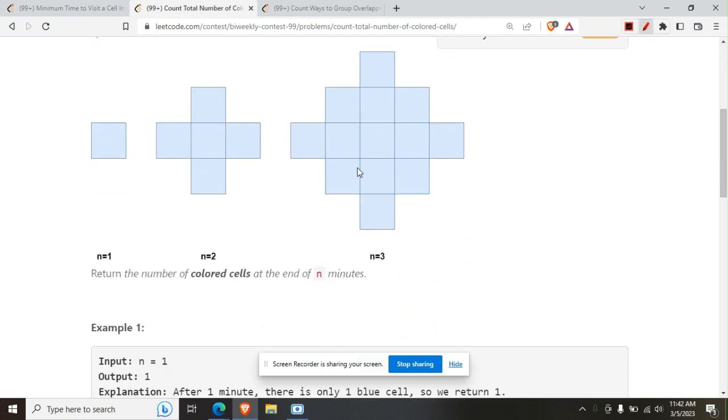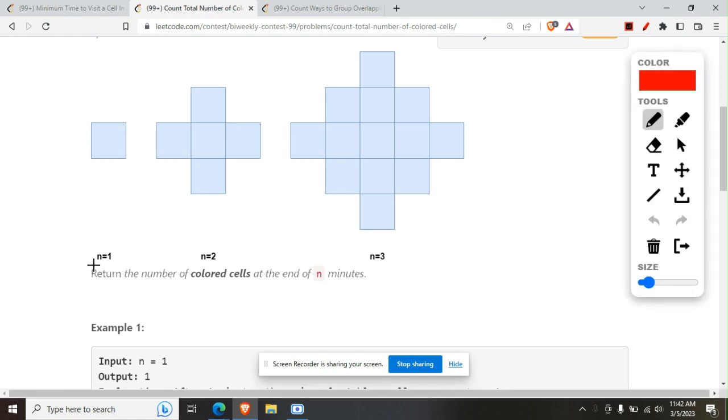And this is the example right here. At first we have n equals 1, this is our cell. At n equals 2, all the four cells surrounding it are also colored, something like this, star shaped. After that, at n equals 3, what will happen? The cells on every side will get covered. This is what is happening right here.